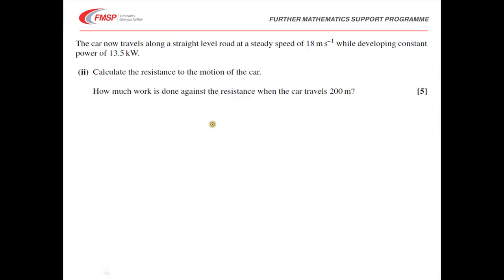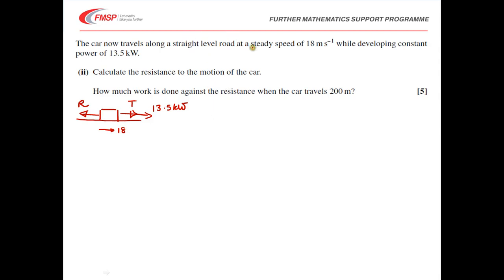Okay, going on from there. So we're now having the car travel along a straight level road at a speed of 18 metres per second, and notice that that's a steady speed. It's developing this constant power of 13.5 kilowatts forward. That means that there is some kind of tractive force acting here in the system, and we have a resistance to motion, which I'm going to call R, when it's travelling at 18 metres per second.